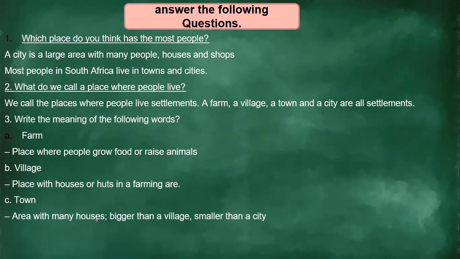As Michaela said, a town is an area with many houses. It is bigger than a village, which only has a few huts, and it is smaller than a city. So I believe you guys will know what a city is. What is a city?